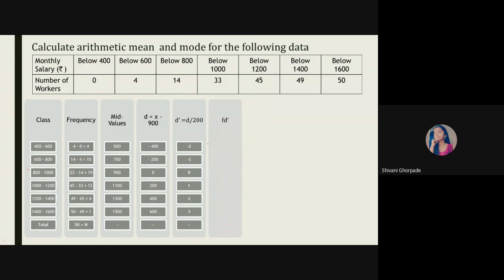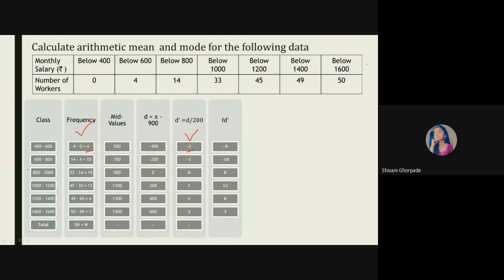What we have to multiply? This value, d dash multiplied by frequency. So 4 multiplied by minus 2 is minus 8. Minus 8, yes, right. Then next one will be minus 10. Yes, minus 10. Then 0, right. Then 12 into 1, 12. Yes, 8. Yes, 3. Yes.